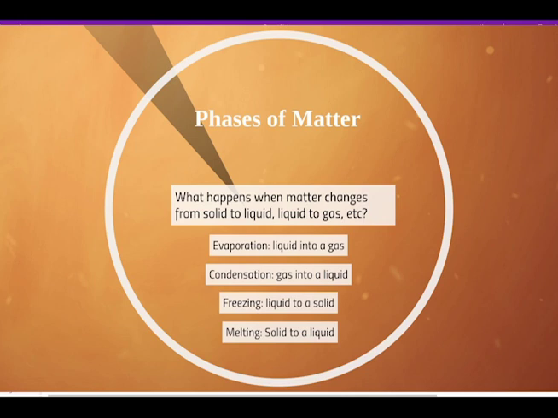Okay, so phases of matter. So yeah, we see that things heat up and cool down, but we know that when things heat up, like liquids, they evaporate, liquid into gas. Or if a gas cools down, it condenses, or condensation, gas into a liquid. When a liquid goes into a solid, we freeze it, and when a solid goes to a liquid, it's melting. So we all know these terms. So we're not going to dive deeper into these.